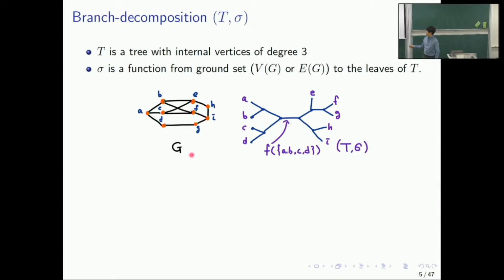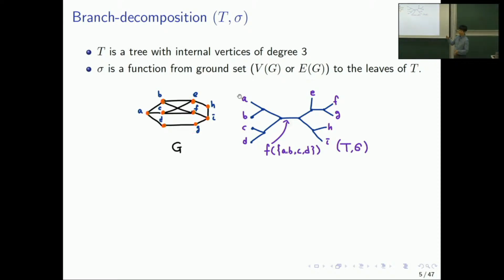Given a graph, a branch decomposition of this graph consists of two things. Firstly, you have a tree, and then you have an assignment of the elements in the graph to the leaves of the tree. Usually we take either the vertex set or the edge set. Here is an example where the vertices of the graph G are assigned to the leaves of this tree. So this is one decomposition of the graph.